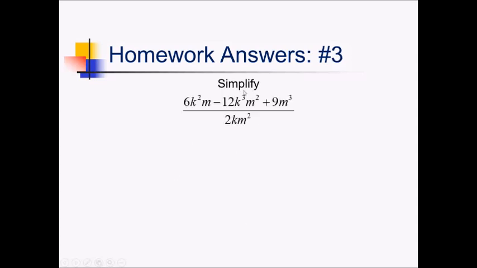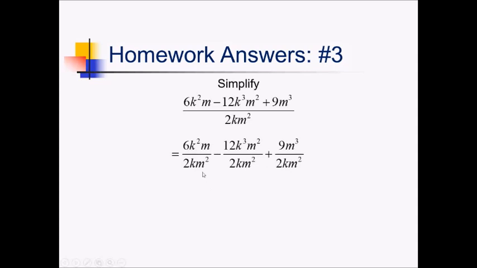On this problem, we're trying to divide this polynomial by 2km squared. Since I'm dividing all of this stuff and everything up here is being subtracted and added, I can actually distribute this division and split this up into 6k squared m over 2km squared minus 12k cubed m squared over 2km squared, and also this 9m cubed also gets its own denominator of 2km squared. So we're dividing every single term by 2km squared.